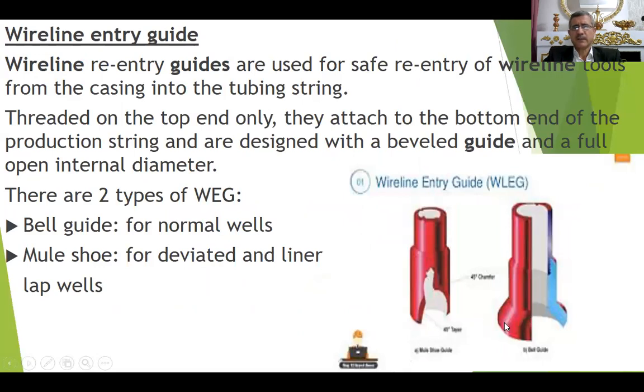Wireline entry guide, it is located at the last end of the completion. When the wireline tool string gets out of the completion, we have to run it again inside the tubing safely. So we install wireline entry guide. We have two types, bell guide and a new shoe guide. New shoe.